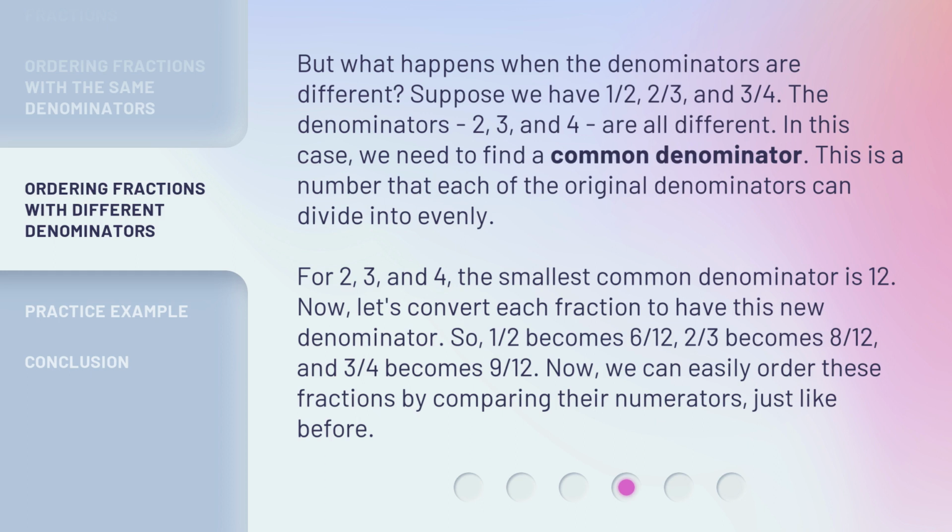Now, let's convert each fraction to have this new denominator. So, 1/2 becomes 6/12, 2/3 becomes 8/12, and 3/4 becomes 9/12. Now, we can easily order these fractions by comparing their numerators, just like before.